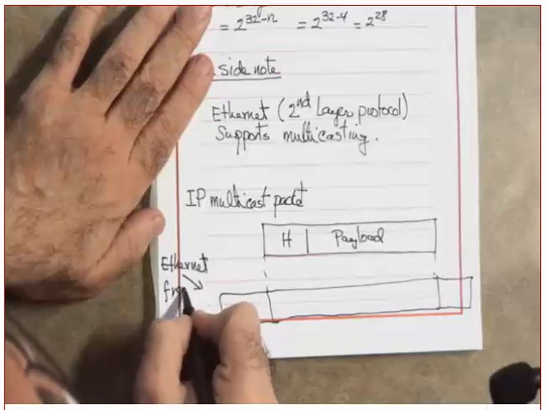And what does that imply? That implies that there are 2 to the 5 multicast group addresses that will map to the same Ethernet multicast address.